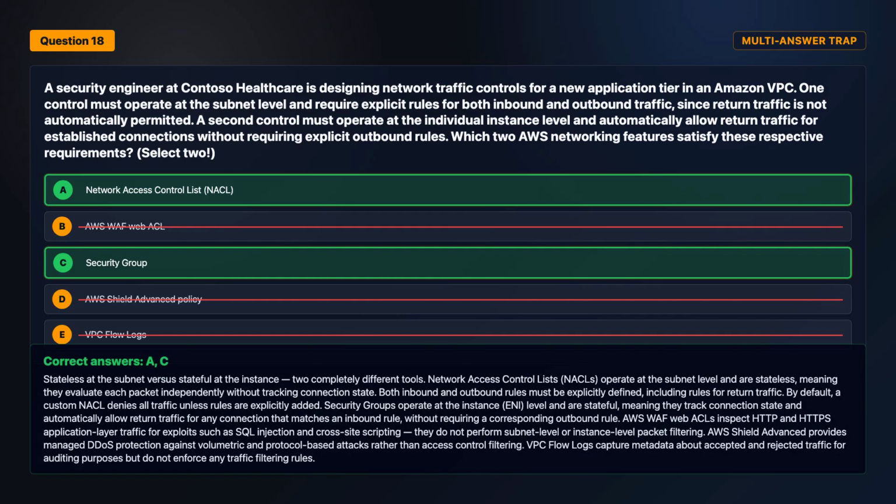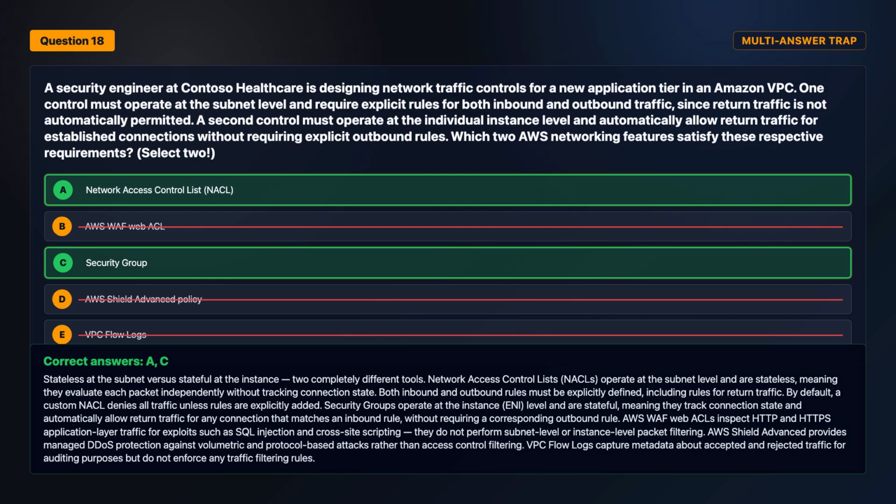The correct answers are option A and option C. Stateless at the subnet versus stateful at the instance, two completely different tools. Network access control lists, NACLs, operate at the subnet level and are stateless, meaning they evaluate each packet independently without tracking connection state. Both inbound and outbound rules must be explicitly defined, including rules for return traffic. By default, a custom NACL denies all traffic unless rules are explicitly added.